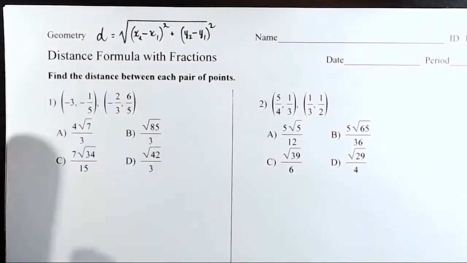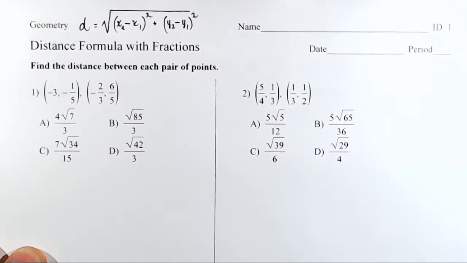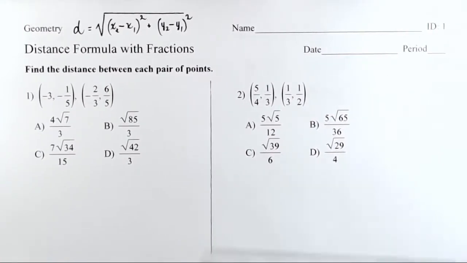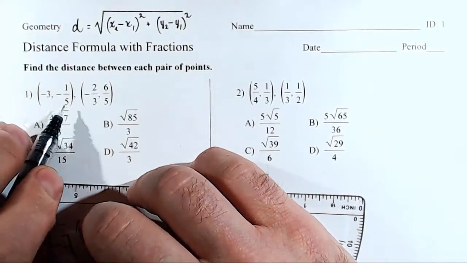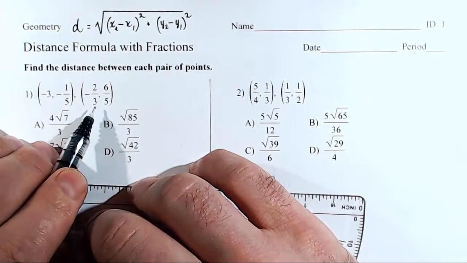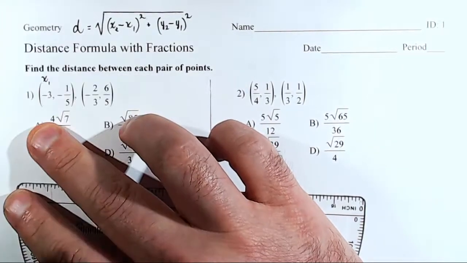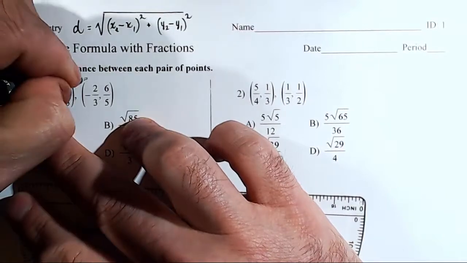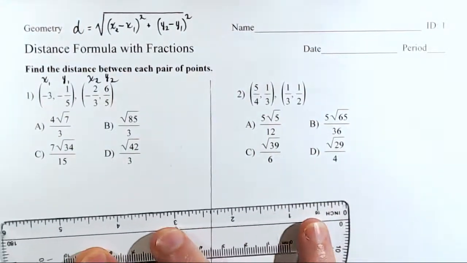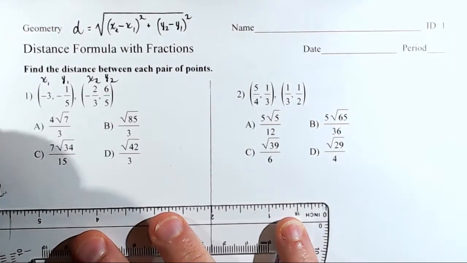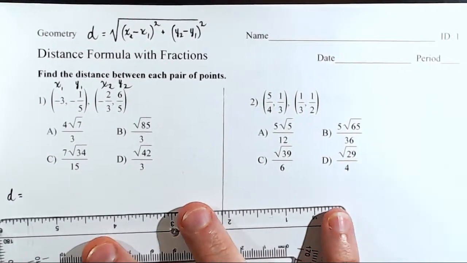So you've already got the square root there in the distance formula, and the common thing that happens when you have fractions is you end up working with these square roots. So let's just see where the problems take us. Our first problem, we've got -3 comma -1/5 and -2/3 comma 6/5. So let's just label them x1, y1, x2, y2. And let's write the distance formula, and we will fill in the information that we're given here.